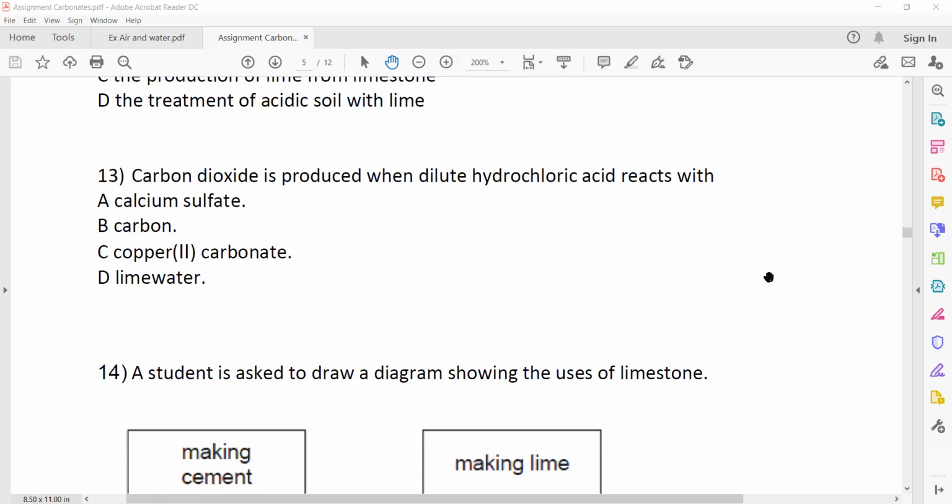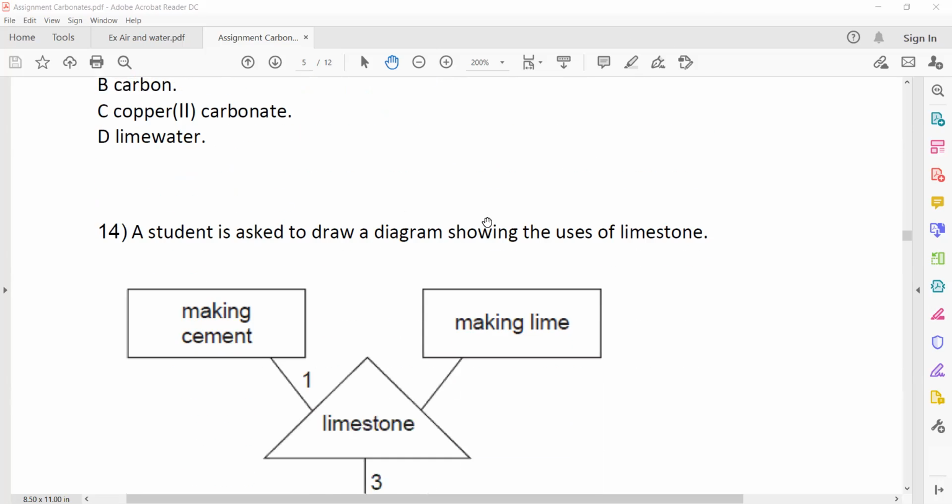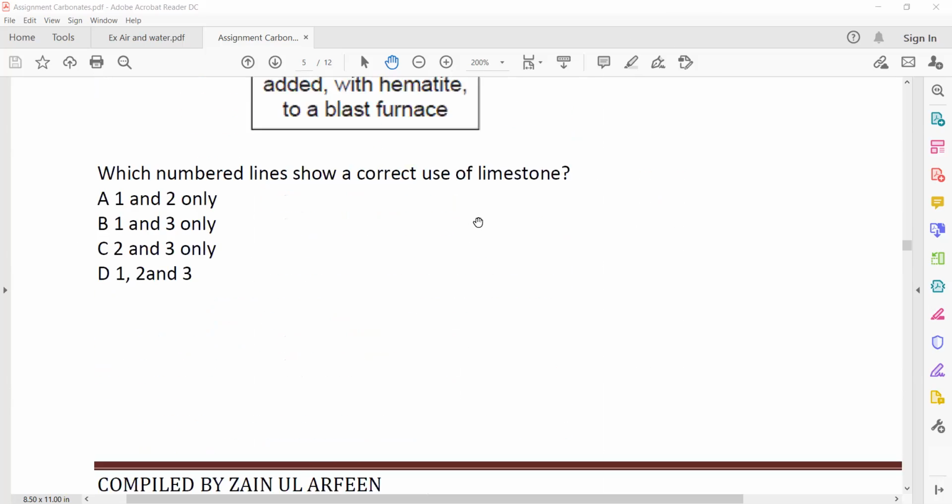Then question 13: carbon dioxide is produced when dilute hydrochloric acid reacts with... Because when a carbonate reacts with an acid, the result is the formation of salt, water and carbon dioxide. So C is the right answer.